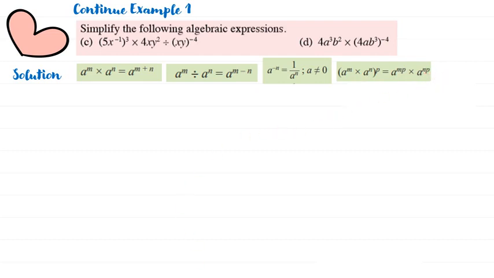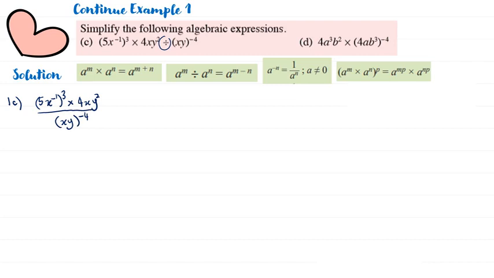So let's try question 1c first. So for question 1c, the first thing you need to do, since we have this division, is write it in fraction form. So it becomes 5x to the power of negative 1, all to the power of 3, multiplied with 4xy to the power of 2, divided by xy to the power of negative 4.